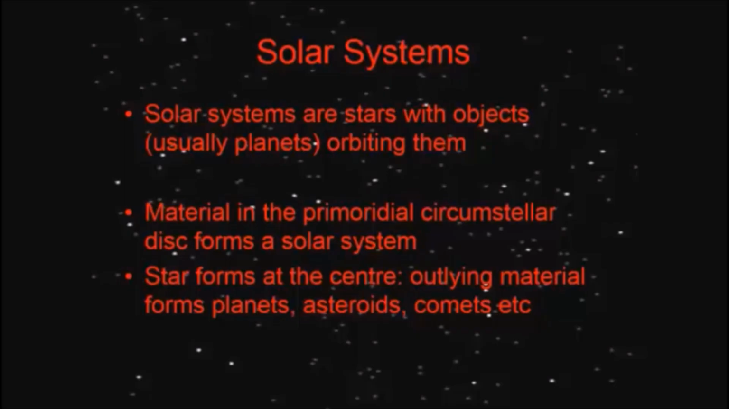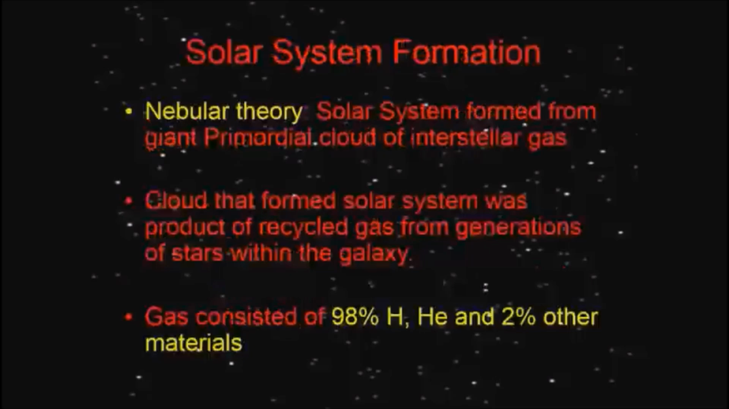So material that forms around stars comes from a circumstellar disk. That means a cloud of material collapsed in on itself and formed a star, and the outlying material formed planets, asteroids, and comets. And this is referred to as the nebular theory. Remember, a nebula is actually a floating cloud of dust and gas. This is the nebular theory.